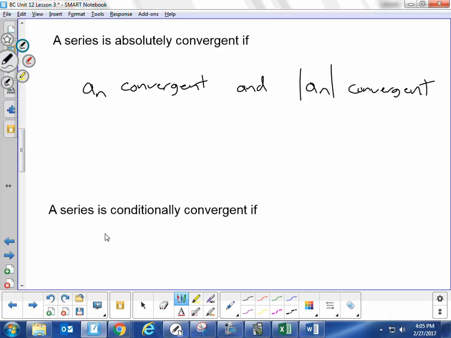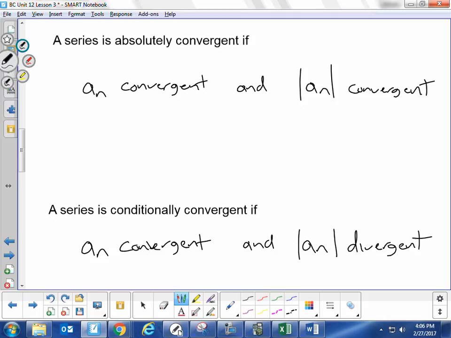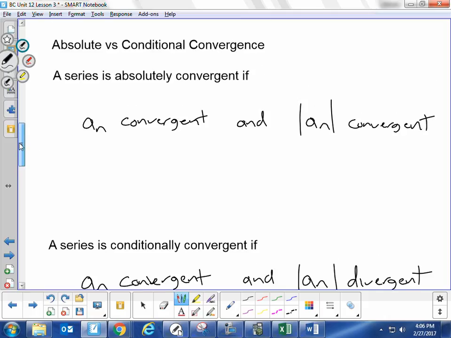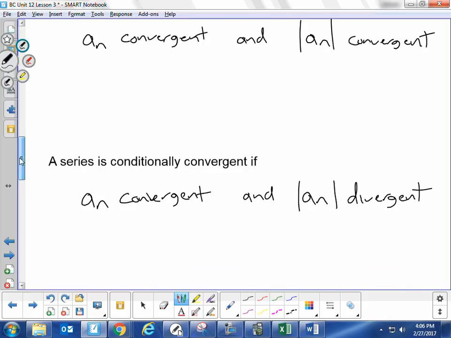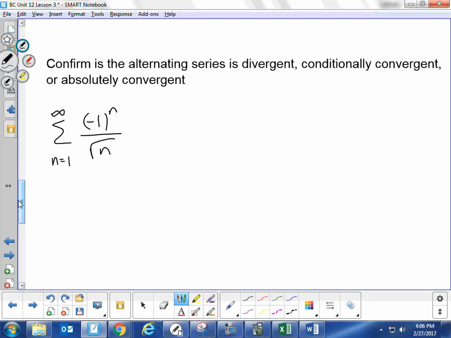And if we are conditionally convergent, we will say that my original series is convergent. However, the absolute value, so all the positive terms added together, is going to be divergent. Okay, this is conditional versus absolute convergence. Now let's look at a couple. We'll confirm if the alternating series is divergent, conditionally convergent, or absolutely convergent.